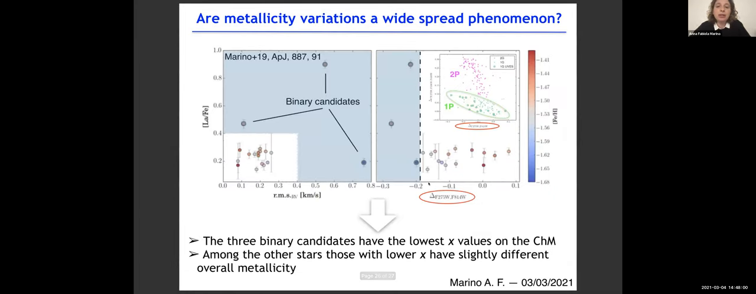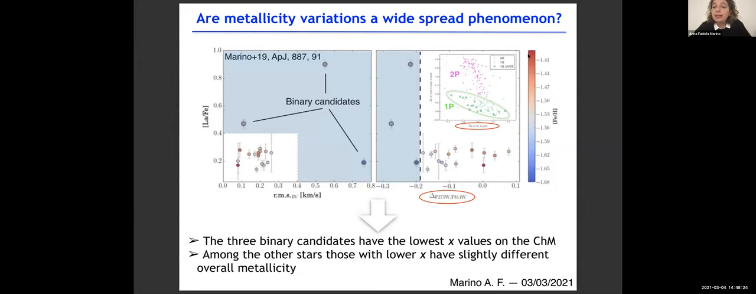And this is a plot that shows you the situation. Here we have lanthanum, which is an S element, as a function of the dispersion in the radial velocity. The shaded area here is populated by the binary candidates. If you look at the position of the binary candidates on the chromosome map, on the x-axis, you see that these are the ones with the lowest values in the x-axis.